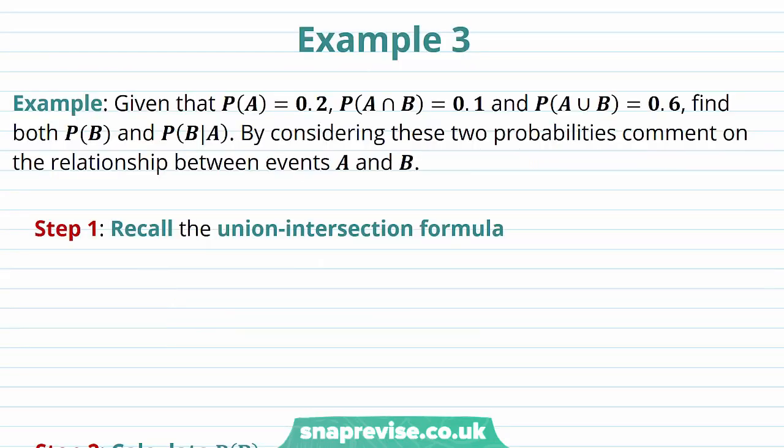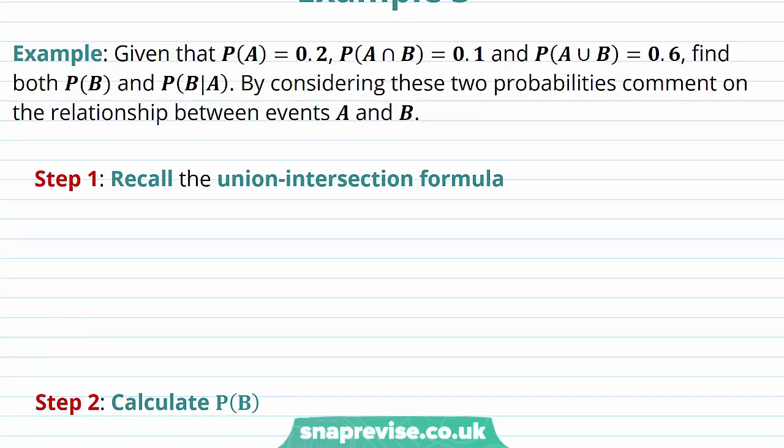Our last example says that given probability of A is 0.2, the probability of A and B is 0.1, the probability of A union B is 0.6, we're asked to find both the probability of B and the probability of B given A, and then by considering these two probabilities, comment on the relationship between the events A and B.